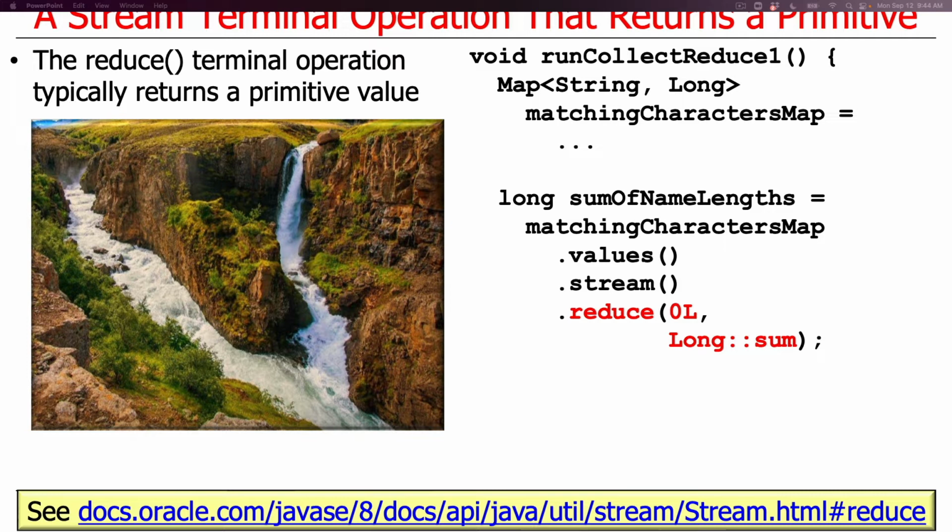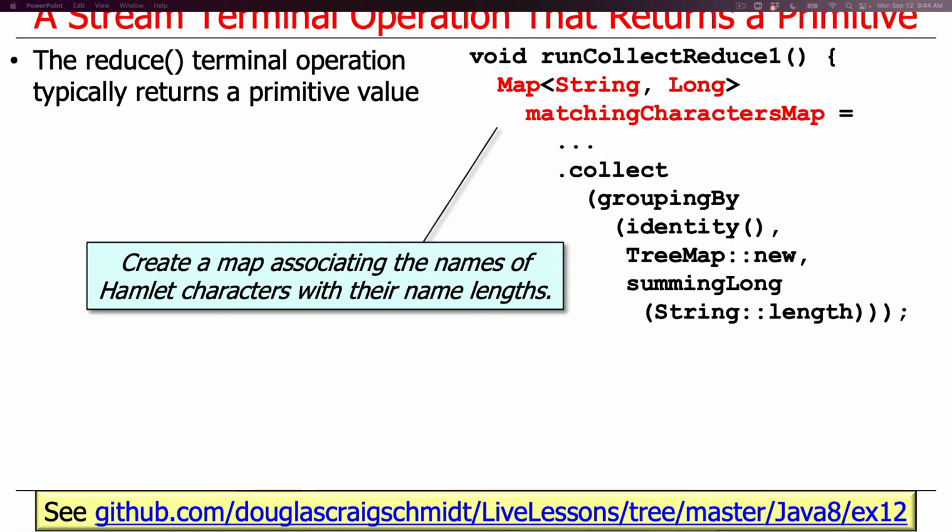So what reduce does is it typically returns a primitive or a single value. You could have it return other things besides primitives, but it's very commonly used to return primitive values, things like longs or ints or doubles, or the other variants like Integer and so on that are the so-called reference types as opposed to the primitive types.